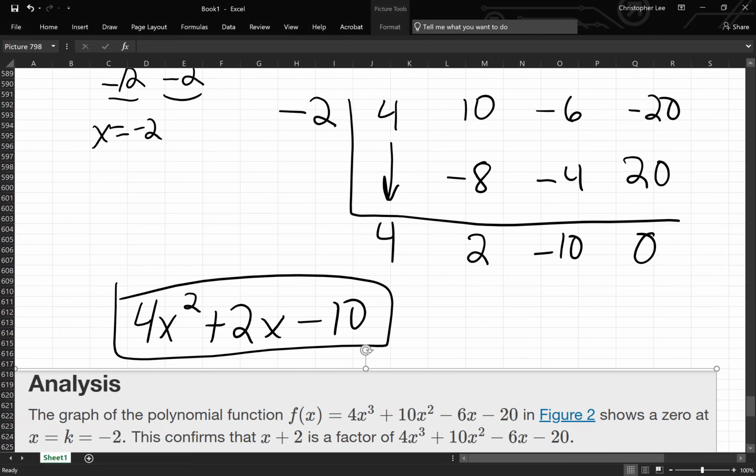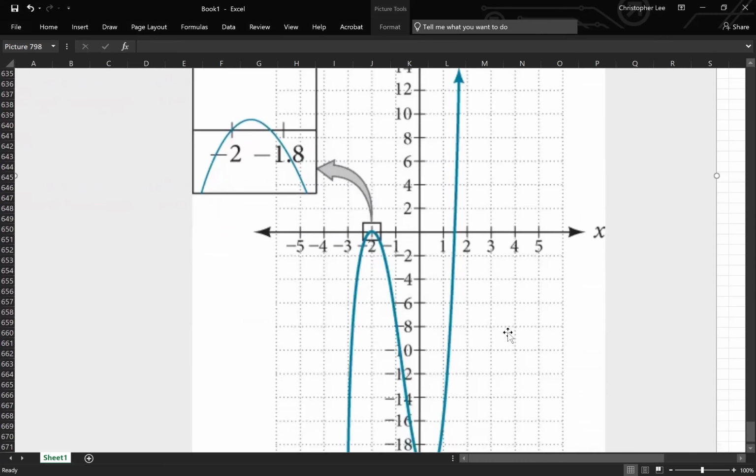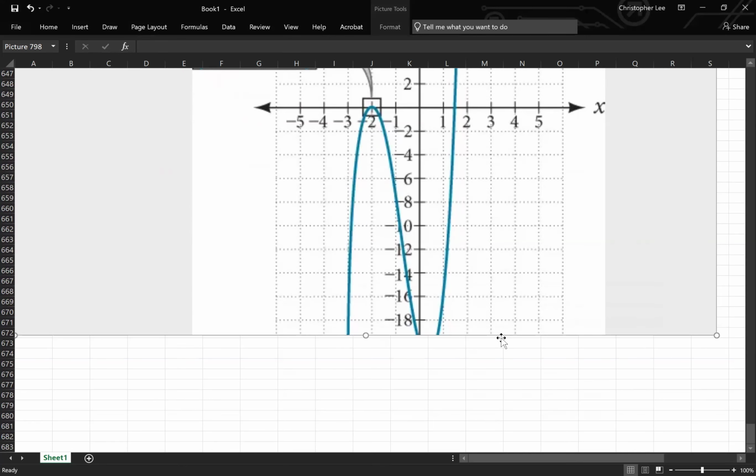The graph? It's just showing you where the zeros are. It's okay, that was something from another class.